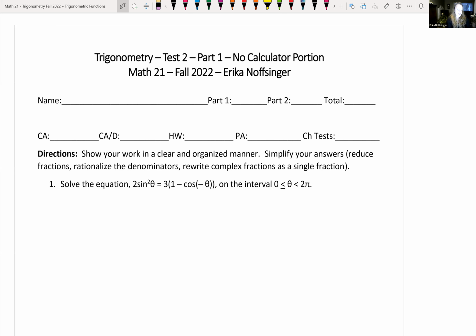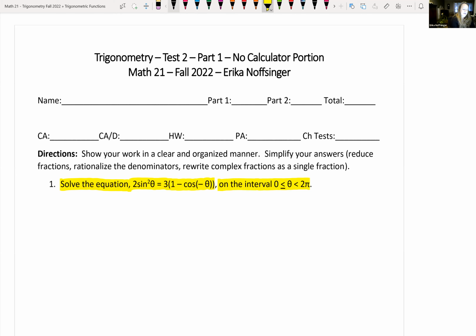If you're in my class, you might want to pause the video and see if you can do these problems, and then watch the video on the solutions to help you prepare for the exam. The first question in front of us is: solve the equation 2 sine squared theta is equal to 3 times the quantity 1 minus cosine negative theta, for the solutions on the interval between 0 and 2 pi.